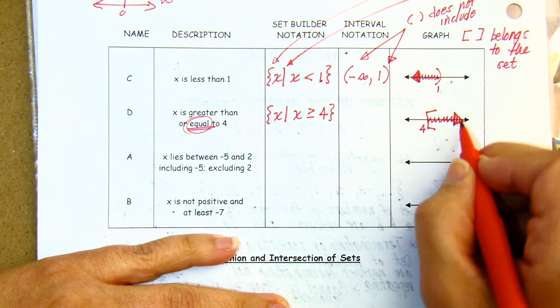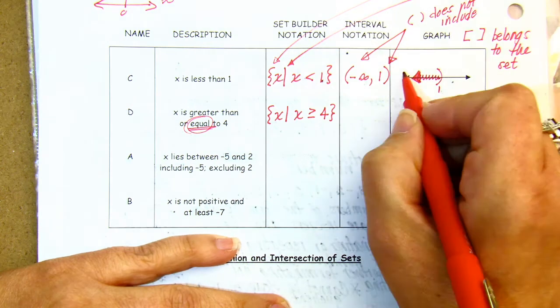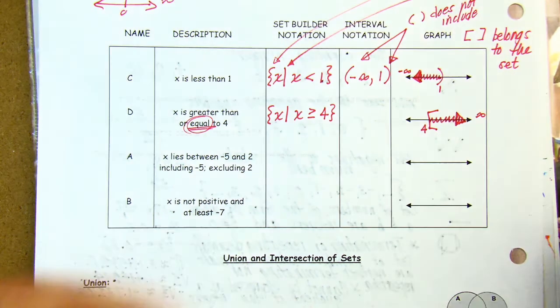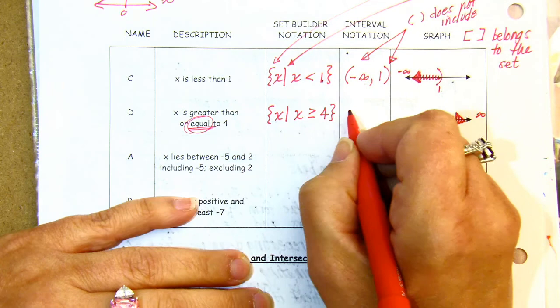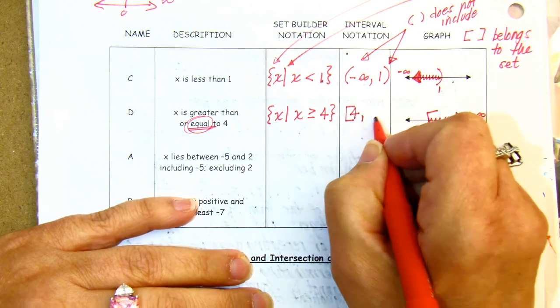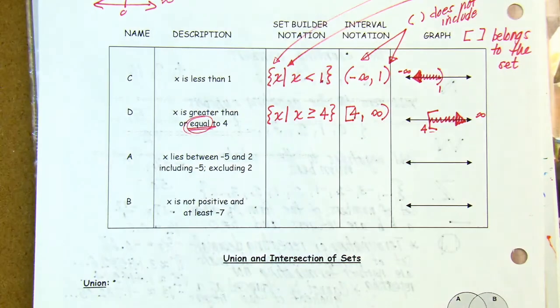This arrow is going to positive infinity. Remember, this one was coming in off of negative infinity on the number line. So I'm going to bracket 4, and go to positive infinity. And remember, we can never bracket infinity.